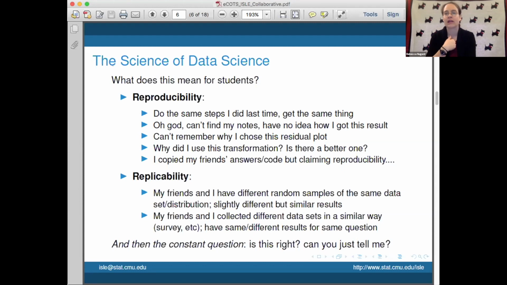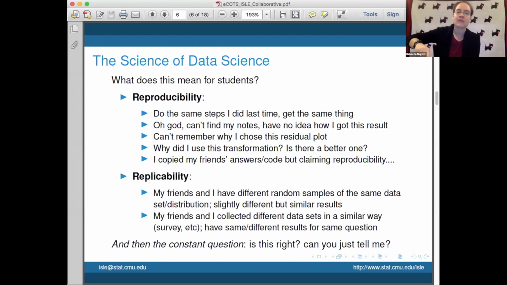I think if we all look back at our own research, we might think that as well. Students say, I can't remember why I even chose this residual plot. I'm pretty sure it's because the professor or the teacher told me to. I don't know why I used this transformation. Should I change it? Is there a better one? And then we actually have had students copy their friends' answers in code and then say, but look, it's reproducible. So that's where it's been turned against us.